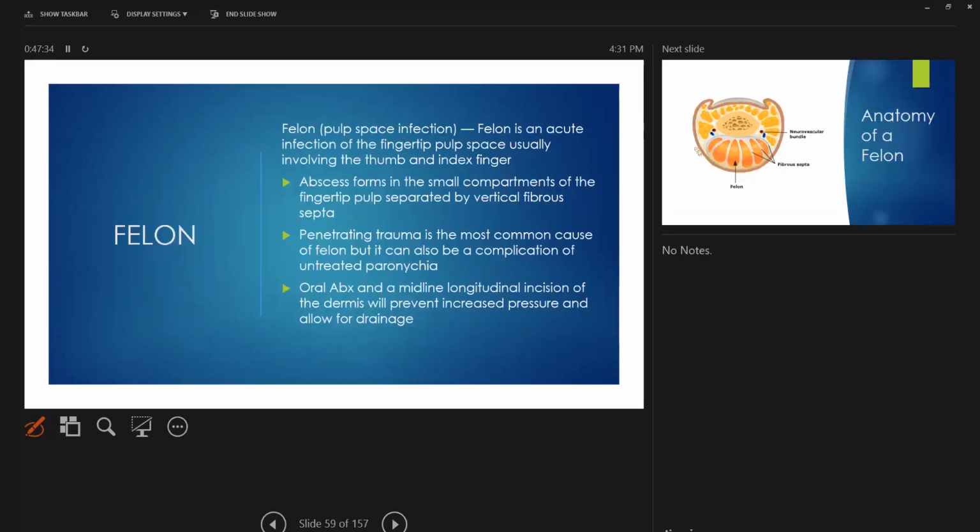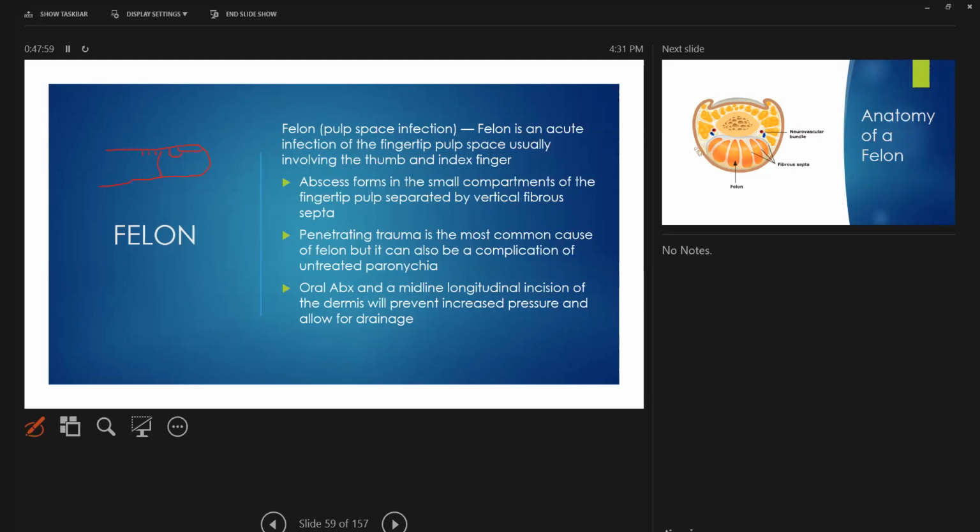So a felon is when the pulp is affected, so that's the entire finger is affected. So you've got your nail here, right? And then this would be all this pulp here. So a paronychia is in this region, whereas the felon is basically all that tissue here is affected.